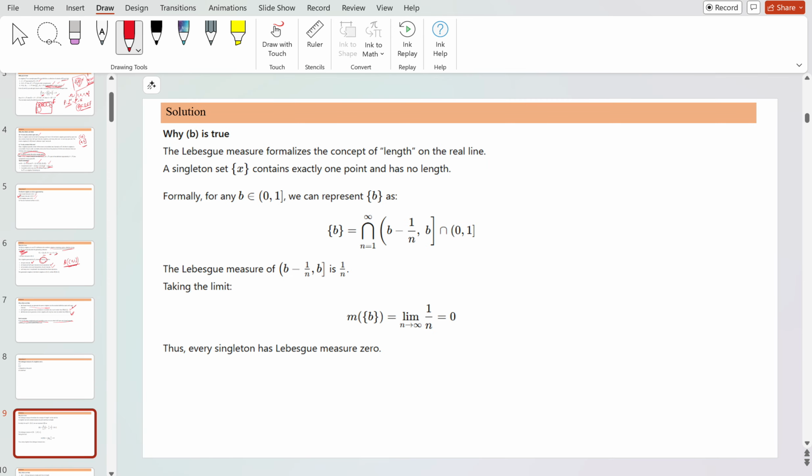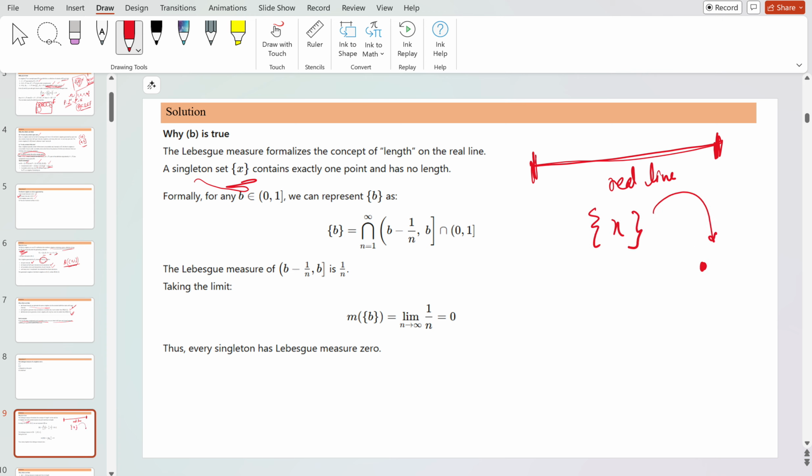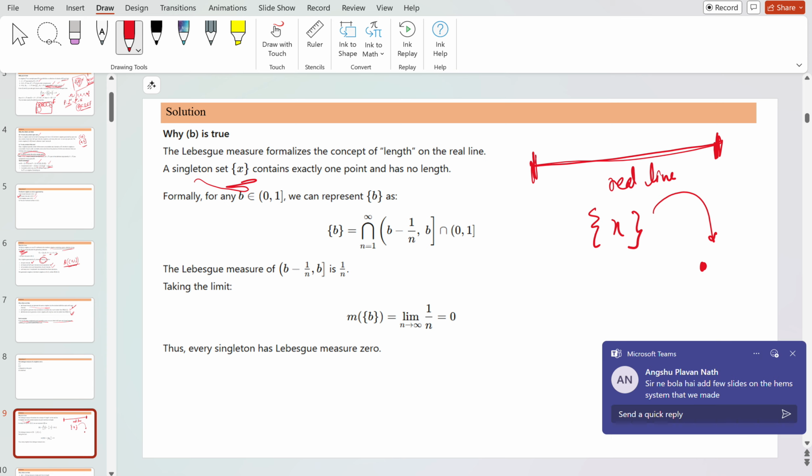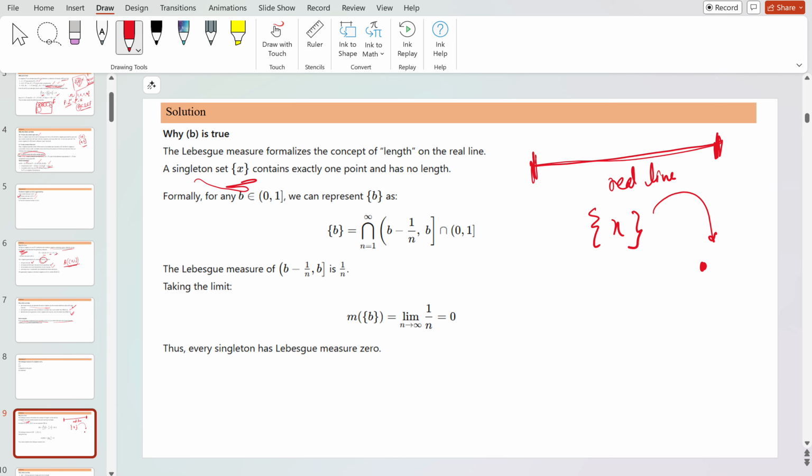Let's explain. The Lebesgue measure formalizes the concept of length on a real line. When you have a real line, it depicts the length. If you see the singleton set, X contains exactly one point and has no length. It is a single point, and it doesn't have any length.